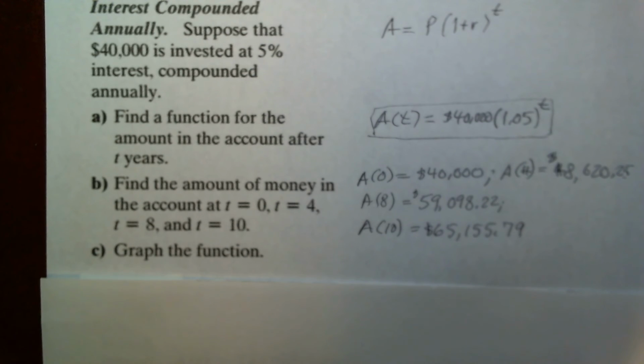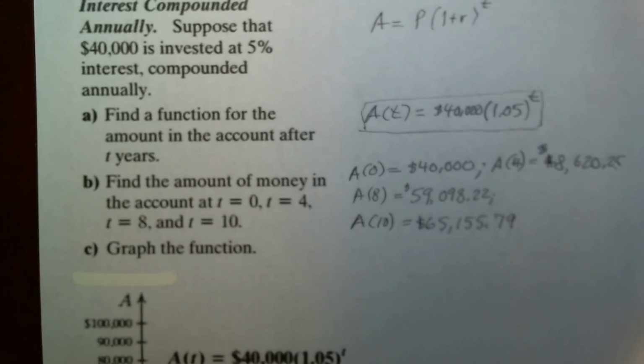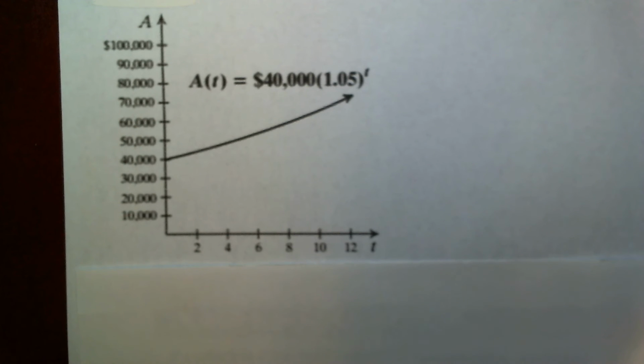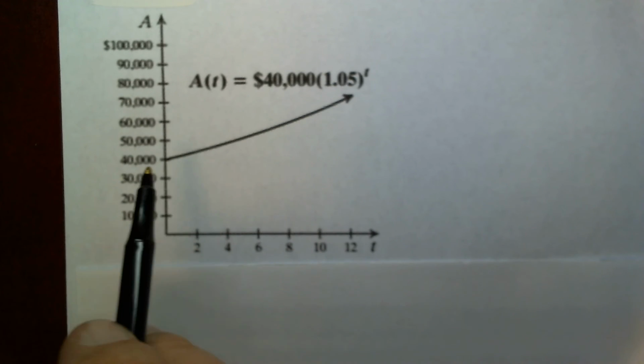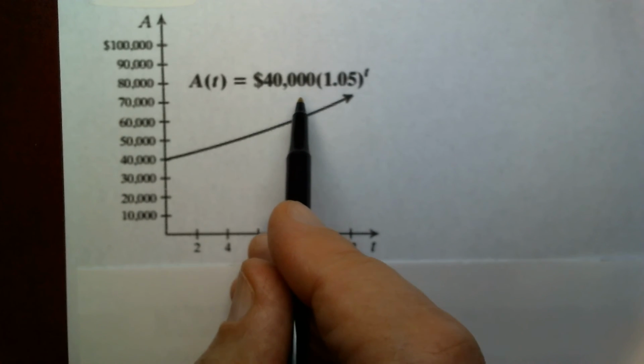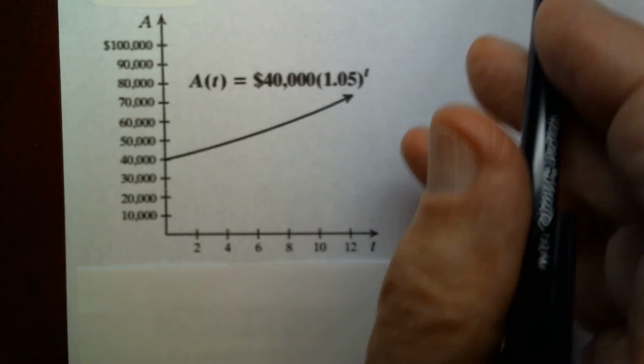So when we make a table of values and graph the function, it's going to look like this. On the horizontal axis, we have the number of years as usual, t being the independent variable. So 2, 4, 6, 8, 10 years. And then on the vertical axis, we have the amount A. And so here's the function A of t equals 40,000 times 1.05 to the t power.